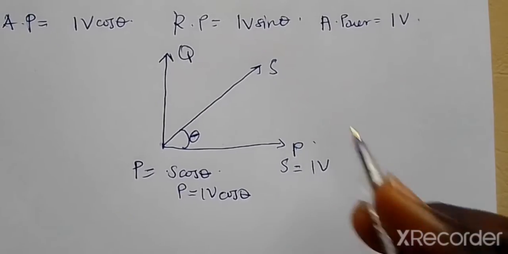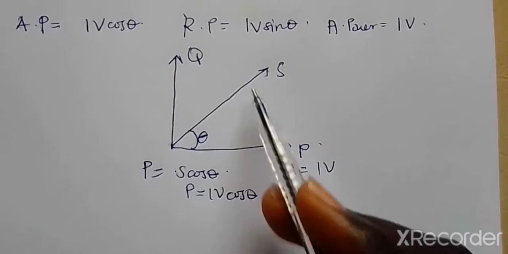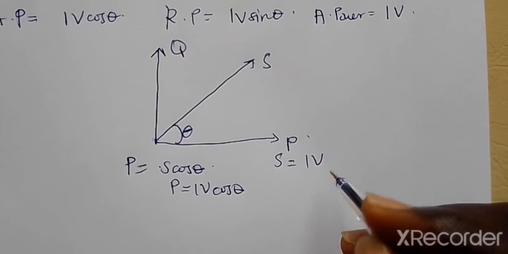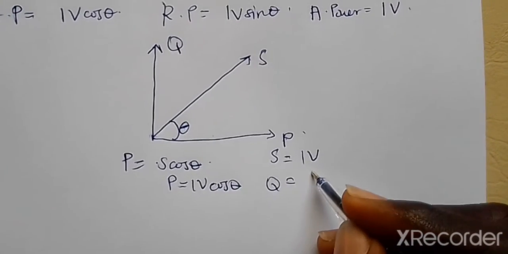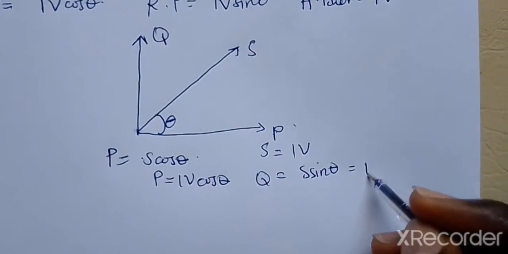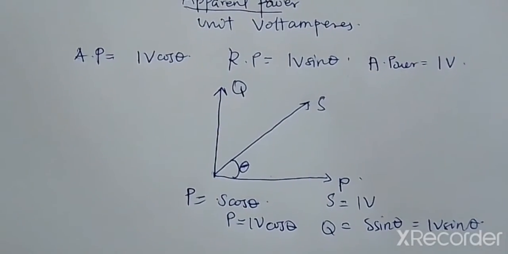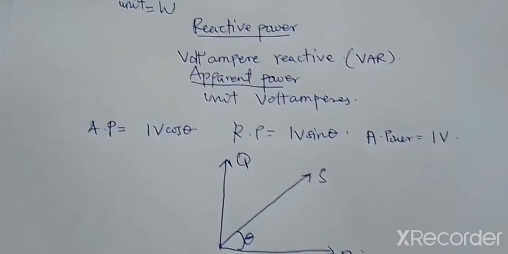So for the reactive, to find this side is simply S sine theta. So we are going to have our Q equal to S sine theta, which is also equal to IV sine theta. So this is the formula and the way we go about the power in an AC circuit.